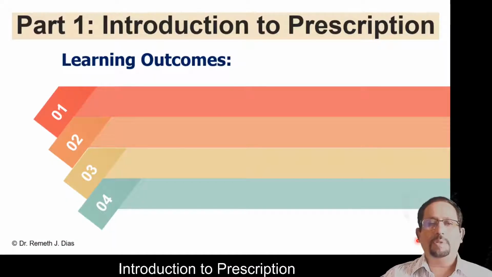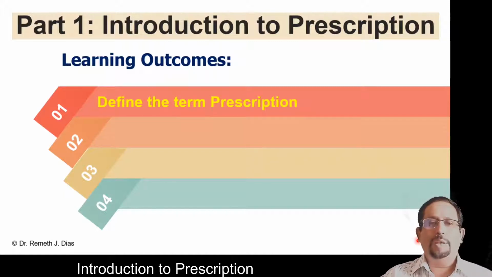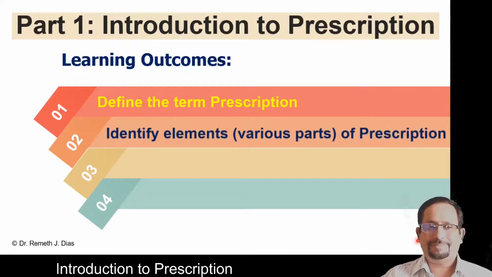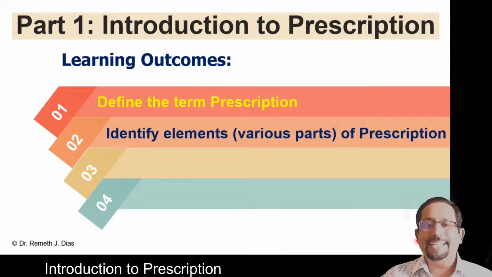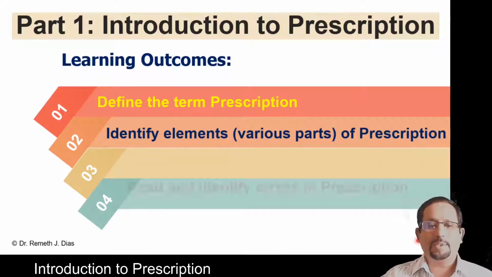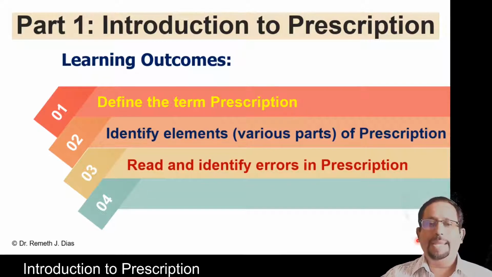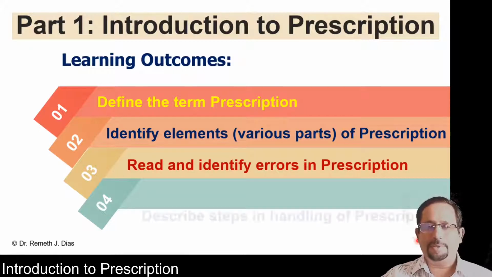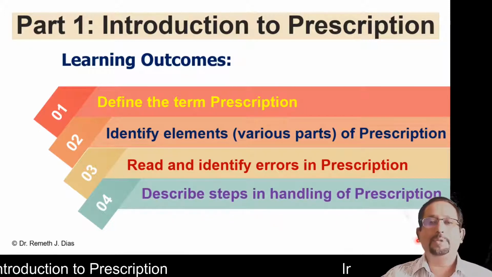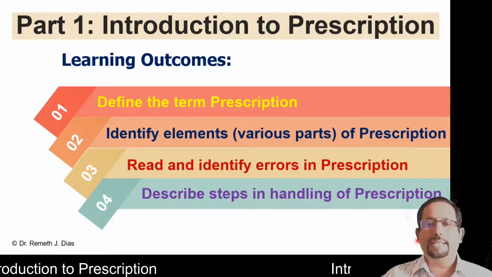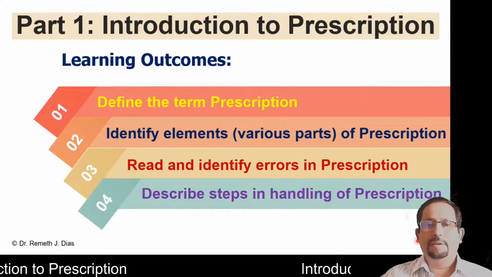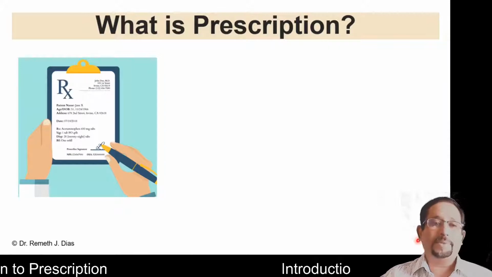The learning outcomes of this first part, introduction to prescription, are: you will be able to define the term prescription. You will be able to identify various parts of prescription. You will be able to read and identify errors in prescription, and you will be able to describe steps in handling of prescription. Dear students, what is prescription?